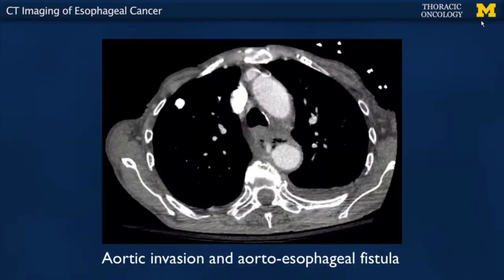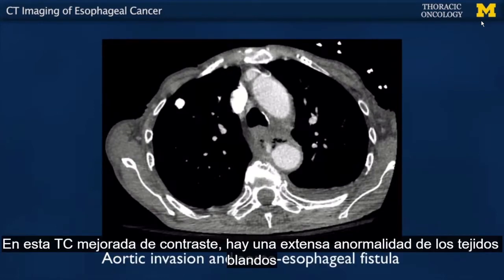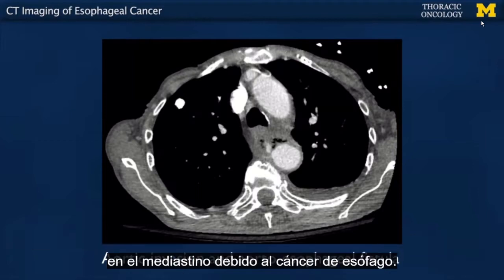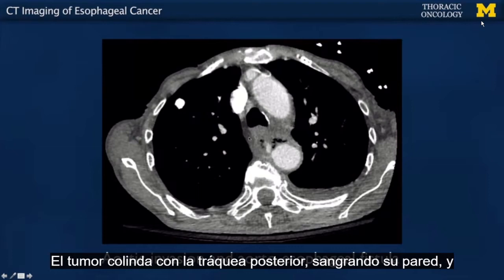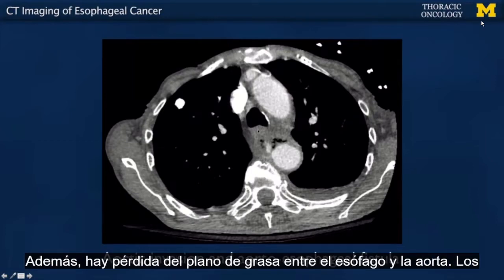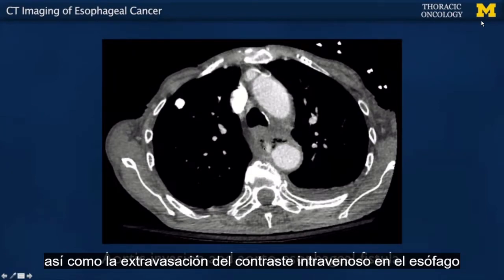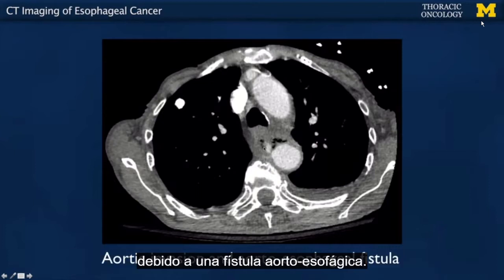Here is an example of T4 disease. On this contrast-enhanced CT, there is extensive soft tissue abnormality in the mediastinum due to esophageal cancer. The tumor abuts the posterior trachea, indenting its wall, and there is loss of the normal intervening fat planes. In addition, there is loss of the fat plane between the esophagus and the aorta. Abnormal foci of gas are seen anterior to the descending thoracic aorta, as well as extravasation of intravenous contrast into the esophagus due to an aortoesophageal fistula.